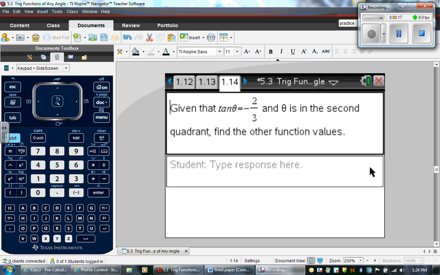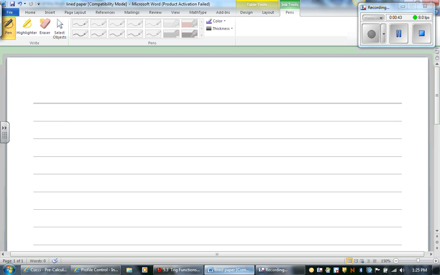Okay, so given that tangent theta equals -2/3 and theta is in the second quadrant, find the other function values. So when you're given a trig function set equal to a ratio, what we can do is build a right triangle from this information. I'm going to pop over to my paper here, and we're going to build ourselves that right triangle.